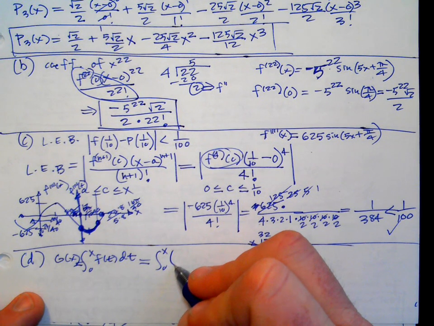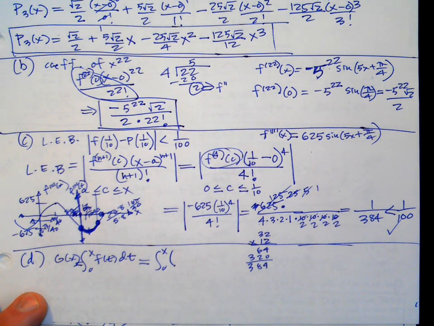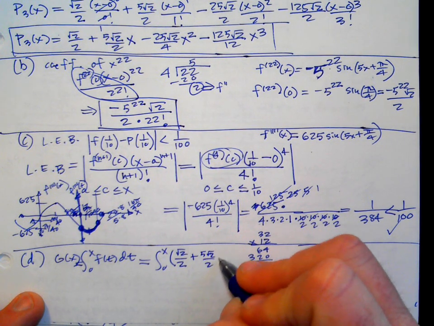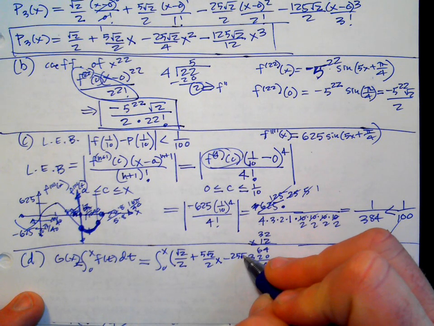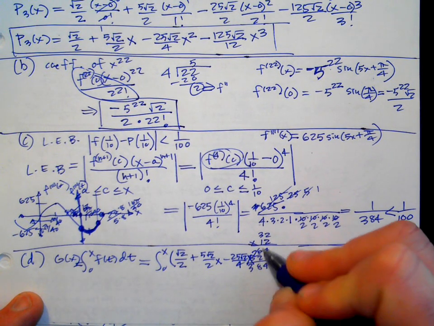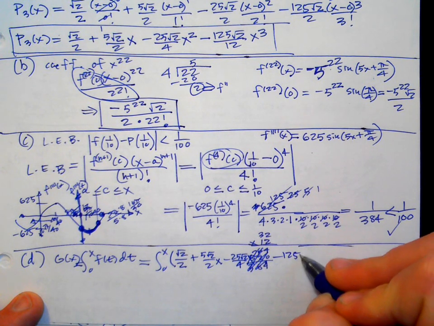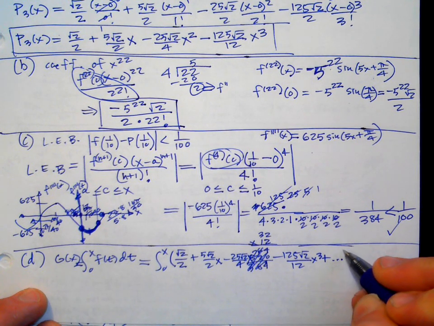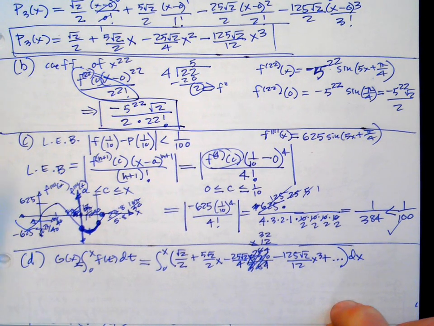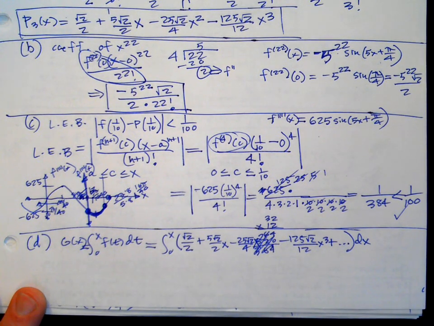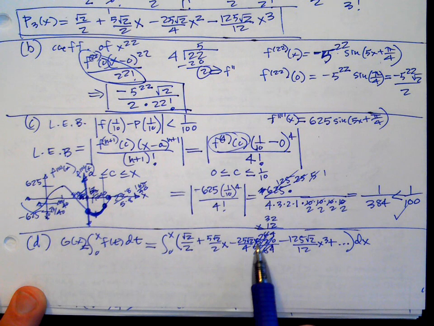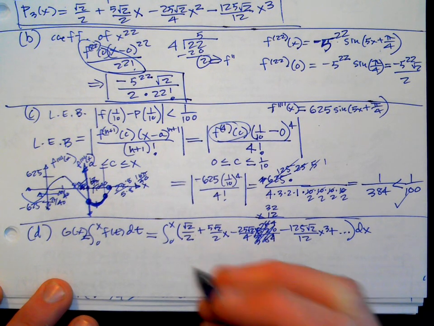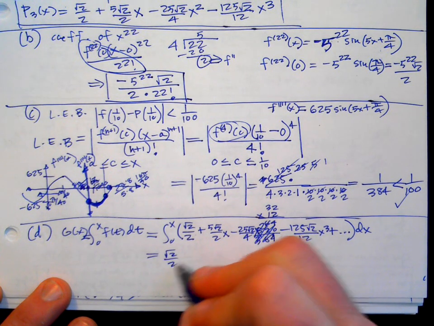So the terms that we had originally, let's just write down, we got root 2 over 2 plus 5 root 2 over 2x minus 25 root 2 over 4x squared minus 125 root 2 over 12x cubed plus dot dot dot. And I'm not going to write the nth term because they didn't ask us to write the nth term. We're trying to find the third degree Taylor polynomial, which means we only need the second degree term here to get the third degree term if we're integrating, because when you integrate, the power is going to go up. So that's going to be root 2 over 2x.